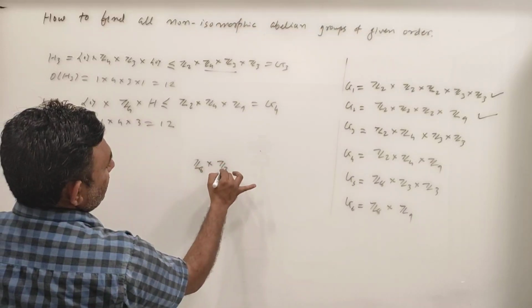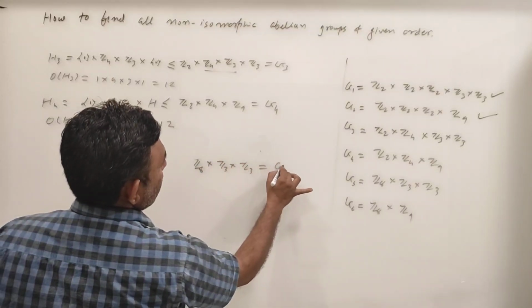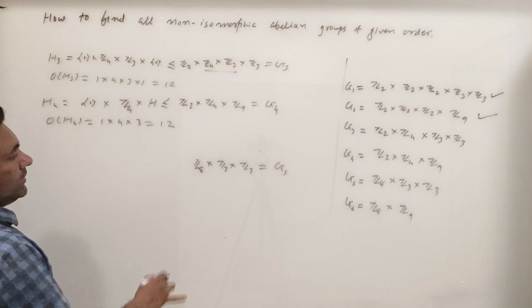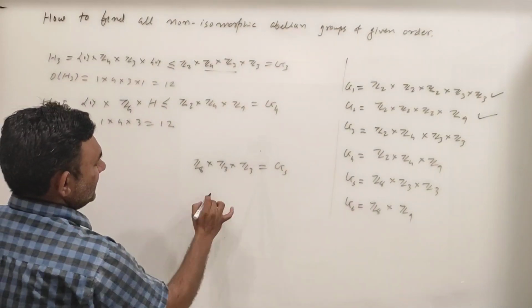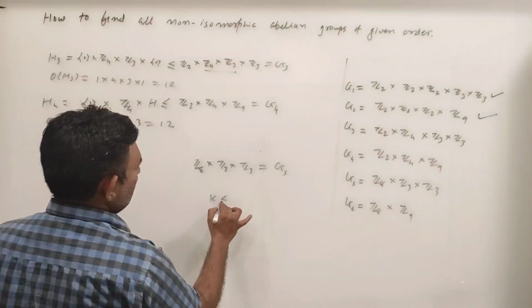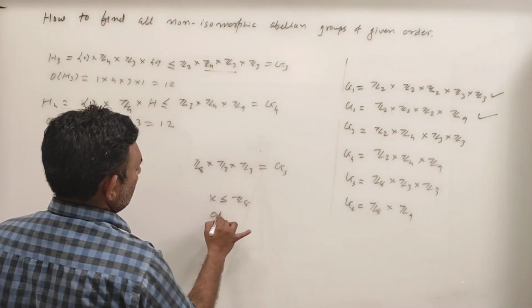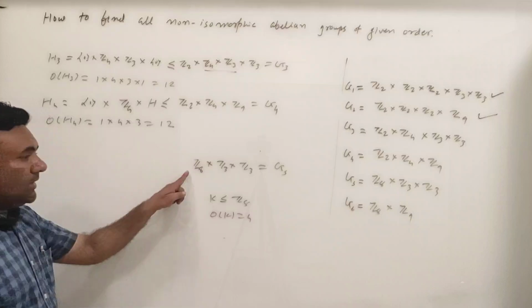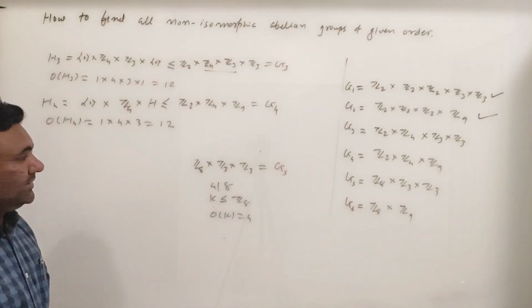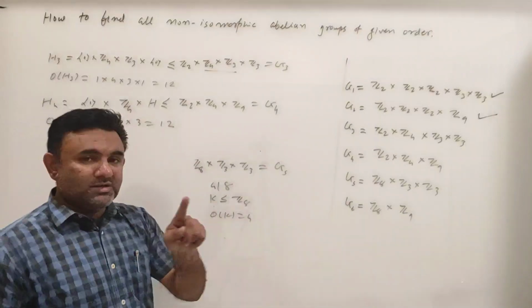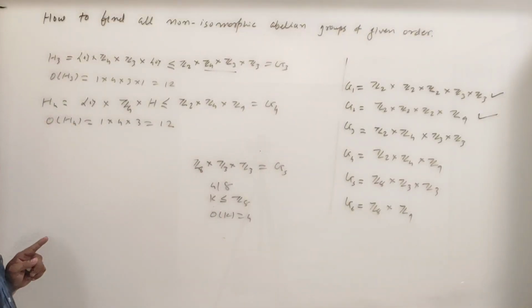Z8 cross Z3 cross Z3. This is your G5. Now Z8 के पास there is, let me say K. K is a subgroup of Z8 and order of K is 4. Z8 के पास 4 divides 8. 4 divides 8, तो Z8 के पास 4 ऑर्डर का सब ग्रुप होगा, मिलेगा उसका.